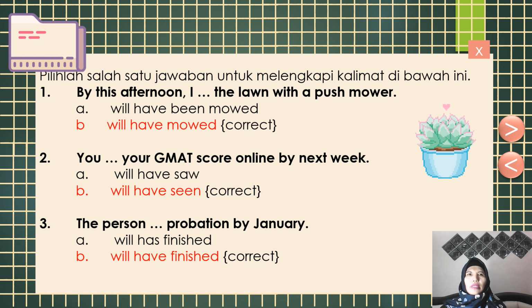The correct answer is B. Question number 2. You blah blah blah your GMAT score online by next week. The correct answer is you will have seen your GMAT score online by next week. Question number 3. The person blah blah blah probation by January. The correct answer is the person will have finished probation by January.